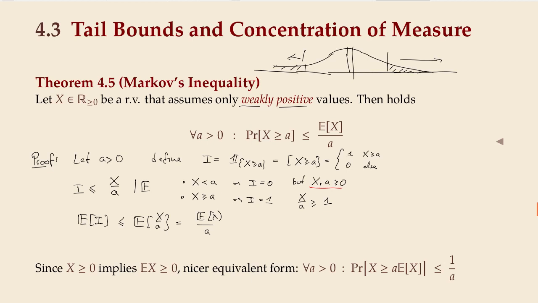Well, and what's the expected value of I? Just going by the definition, the expected value of I is, if this is true, it's with value 1, so you have 1 times the probability for this plus 0 times the probability for not this, but that's 0. So it's nothing else but the probability for x greater or equal a. And that finishes the proof.